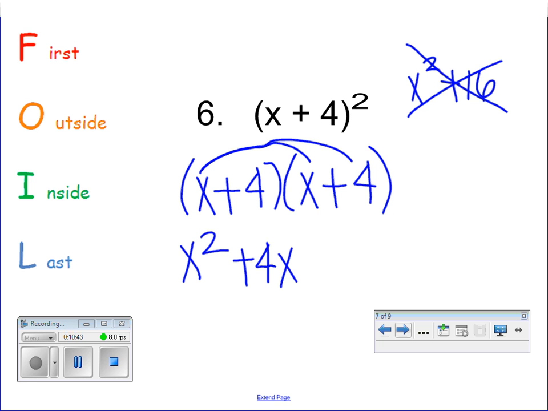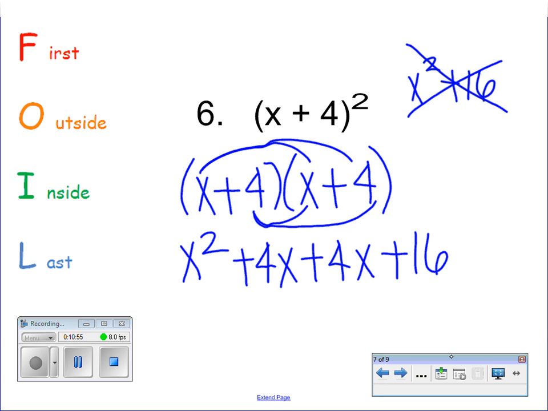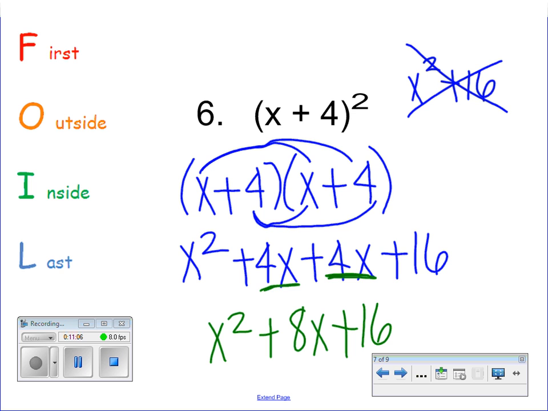Now I'm on to the I, the inside. 4 times x is 4x. And now the last terms, 4 times 4, that's 16. I want to look to see what I can combine. I see a 4x and a 4x. Those are like terms, right? So I can combine that to get an 8x. And now we have our answer. x squared plus 8x plus 16.